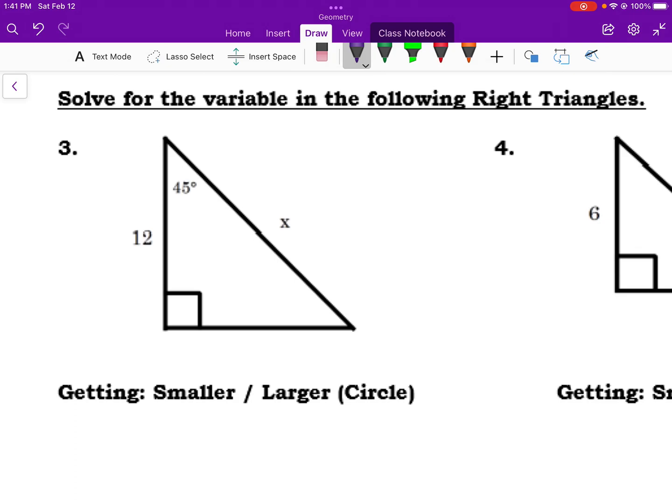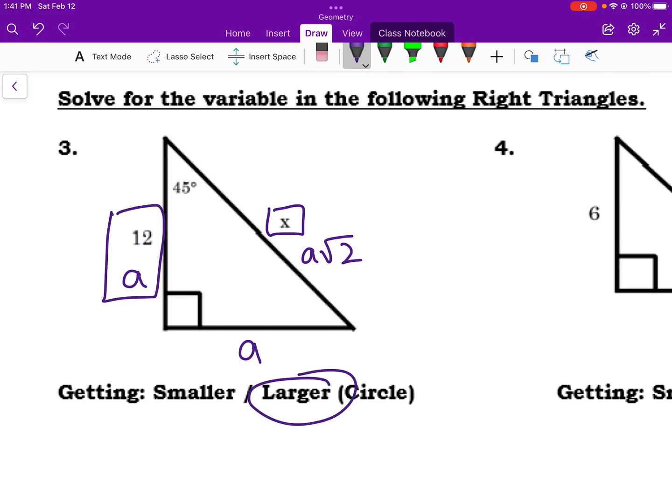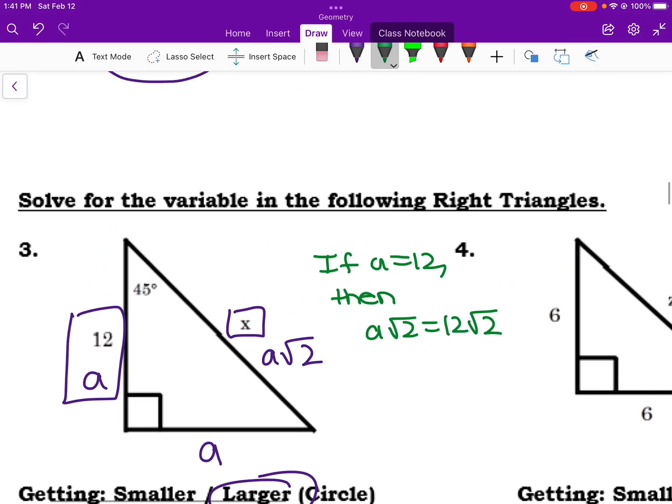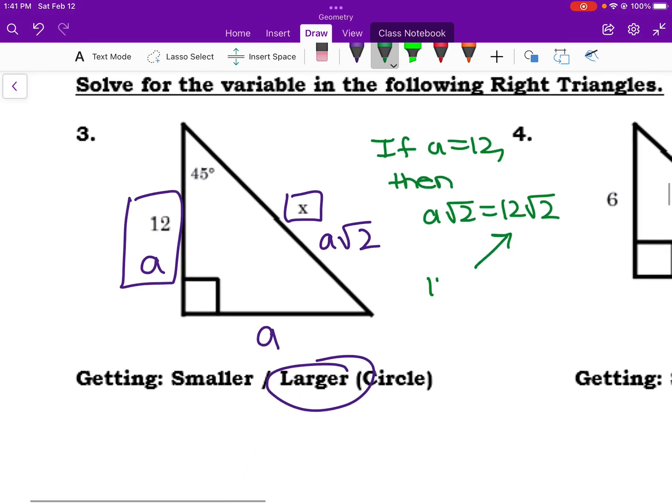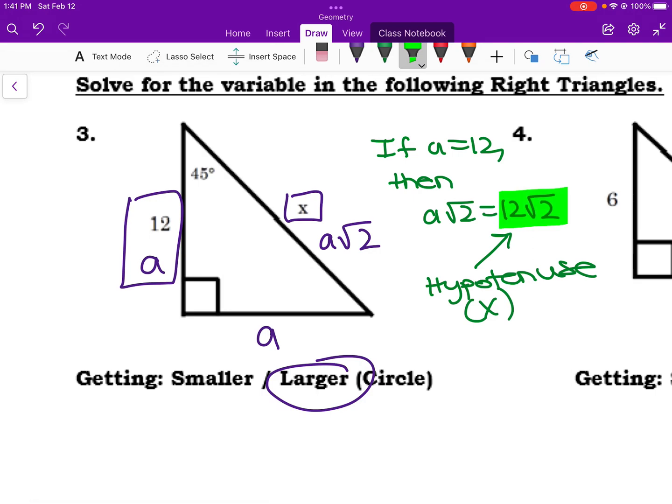So if we want to solve for x, again, let's throw down our a's. X is the hypotenuse, right? And we know that makes these guys the legs, and this is the a root 2. In this case, we're given the leg, so we're getting larger to find the hypotenuse. So again, we can say if a equals 12, then a root 2 equals 12 root 2. Oops, this is actually my hypotenuse length, and because it was defined as x in my diagram, that is my answer. It's 12 root 2.